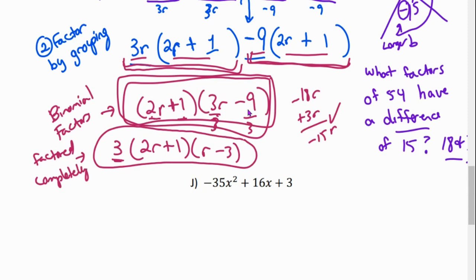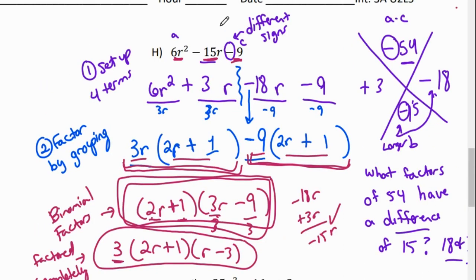And if you don't factor completely, it's going to be marked wrong. So we want to make sure that we factor completely. So it would have been probably best if we had factored out that 3 from the beginning, but we didn't. So we factored it out at the end. No big deal.